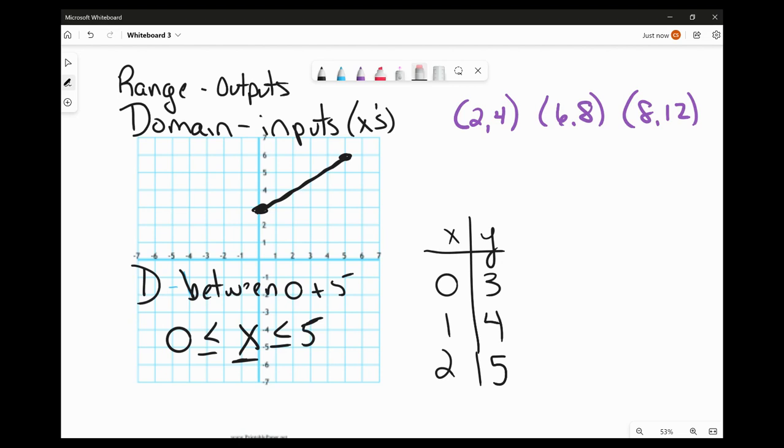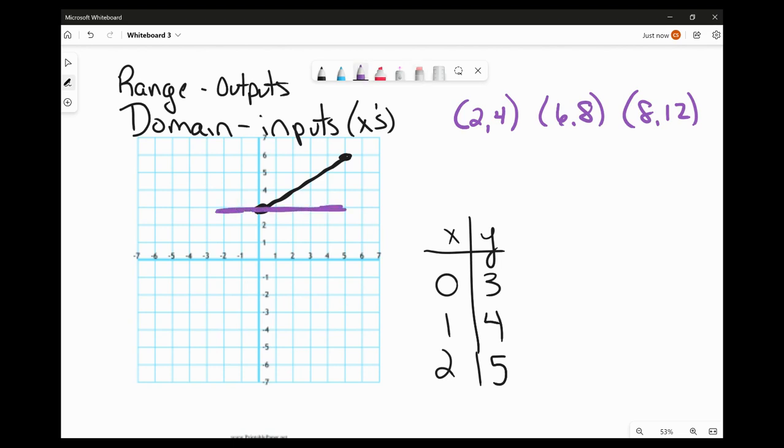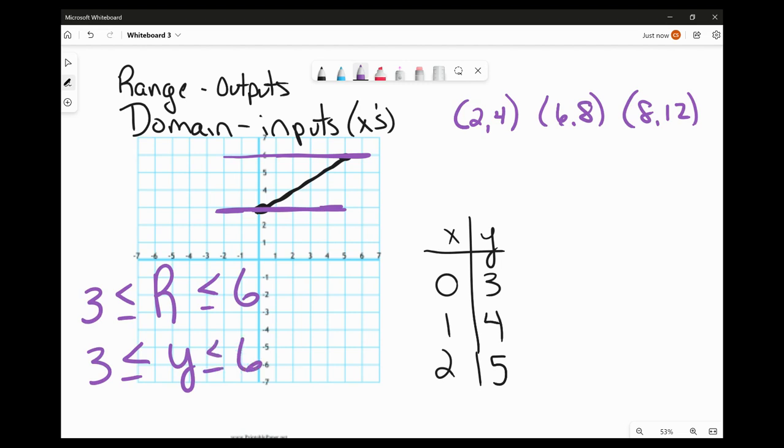If I want to talk about the range, the range is going to hit the Y values, and you can see that it starts at 3 and it goes to 6. So the range is between 3 and 6, okay? Or I could put Y there. The Y values are between 3 and 6. Okay, that's what my range would be.